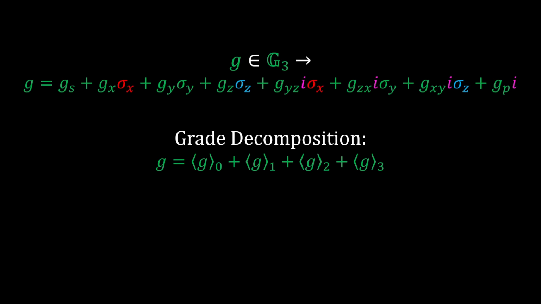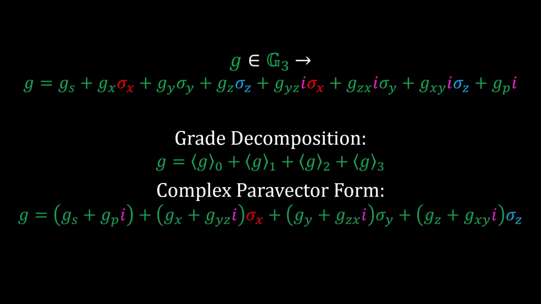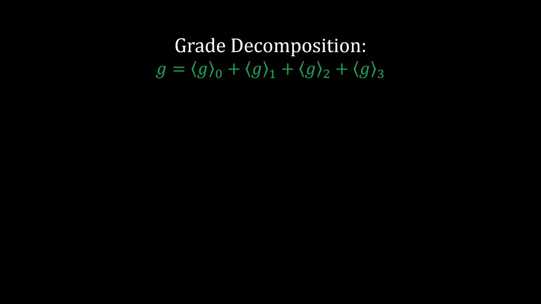The first is the grade decomposition, where G is grouped into scalar, vector, bivector, and pseudoscalar components. The second is complex paravector form, where G is grouped into a complex scalar plus a complex vector. The grade decomposition of a general element is incredibly useful because there are 3 conjugation operations in geometric algebra, and each one manifests itself clearly through grade decomposition.